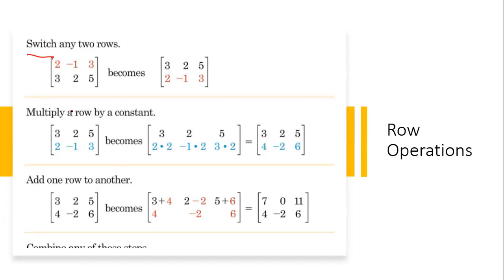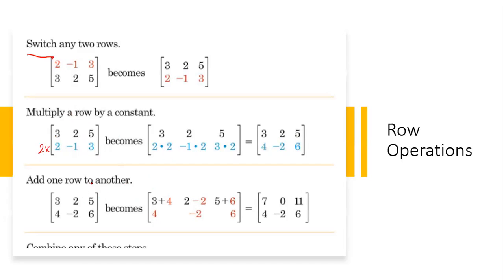All right. The next thing is we can multiply a row by a constant. So if I want to change this row, I can multiply by a constant. So I can multiply this whole thing by 2. So I can do 2 times that row. And it would affect every element in that row. And then my new matrix would look like this. Okay?